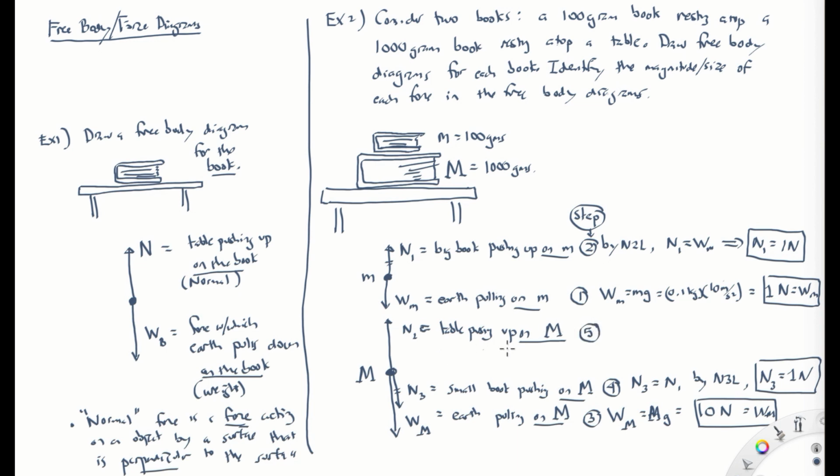Well, by now, Newton's second law, we know that because this mass is not accelerating, the sum of all these forces, Wm, N3, and N2, must all balance each other. That is, N2 must be exactly equal to the sum of these two downward forces. Otherwise, the book would fall, and it's sitting still. It's not accelerating, so that means 10 Newtons plus 1 Newton, which is 11 newtons downward, has to be balanced by the table pushing up on it. So that means that N2 must be equal to 11 newtons. So the table is pushing up on that book with a force of 11 newtons.